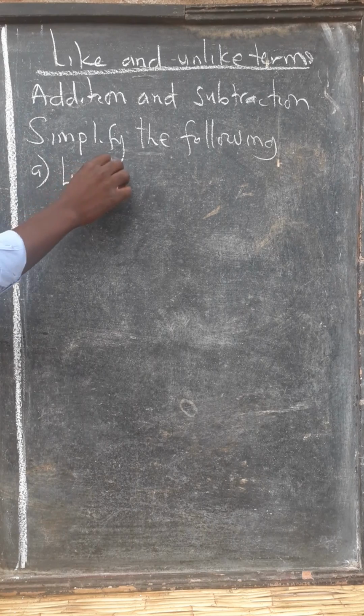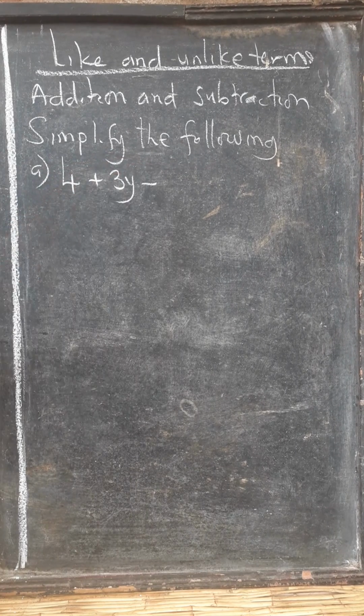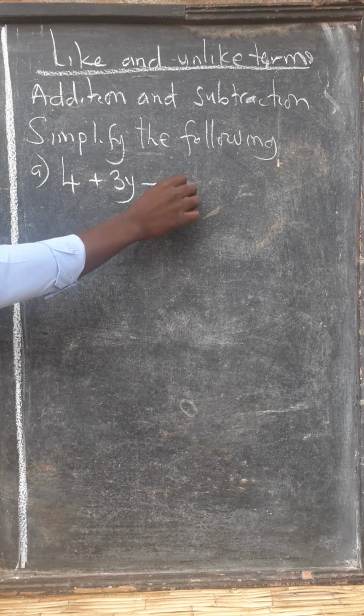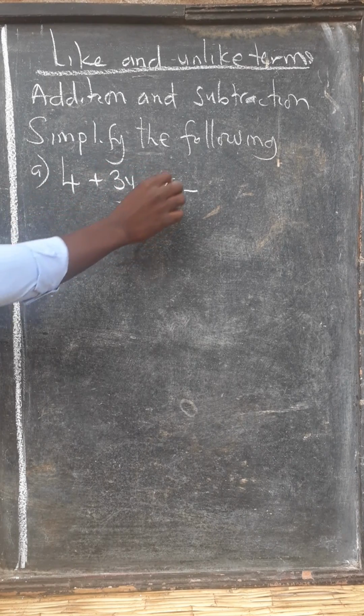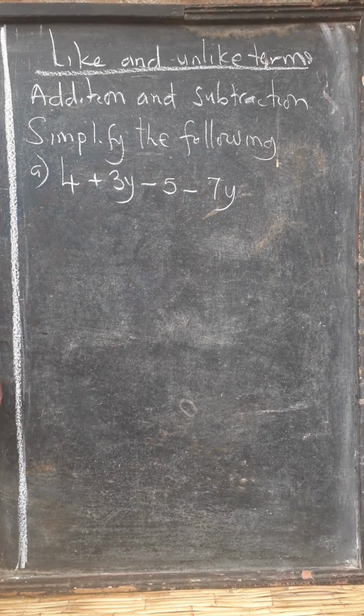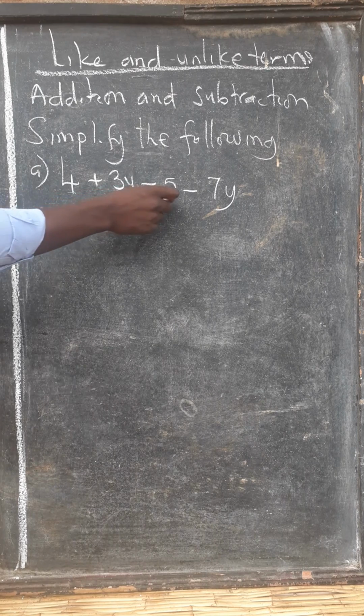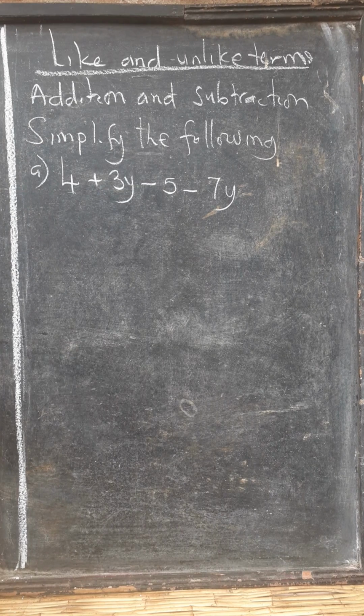4 plus 3y minus 5 minus 7y. As we can see from the question, we have got 4 and 5, which are like terms, in the sense that they are standalone digits. And then we've got 3y and the 7y. These are also like terms. So how do we simplify such a question? We need to collect the like terms together.